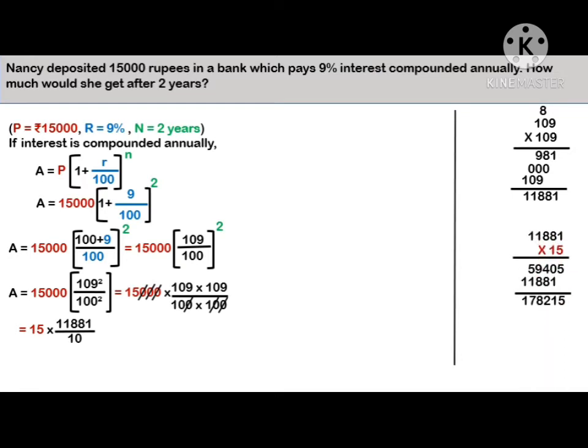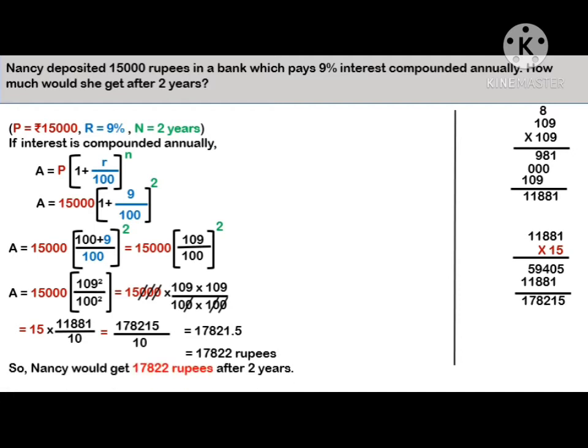When we do 11,881 multiplied by 15, we get 1,78,215. So we can write amount A equal to 1,78,215 by 10, which is equal to 17,821.5. That will get 17,822 rupees. So Nancy would get 17,822 rupees after 2 years. See children, you can choose the method which is easy for you.